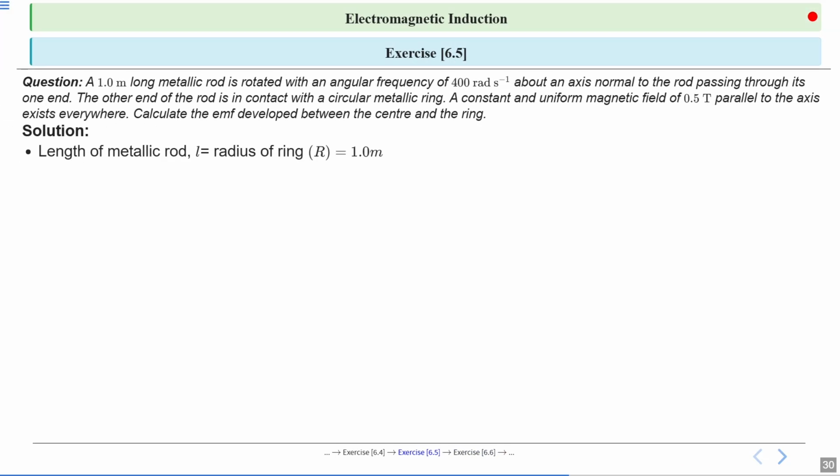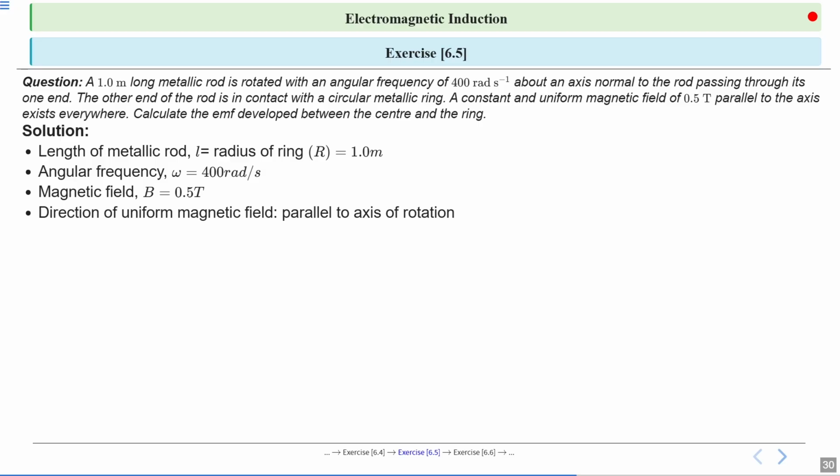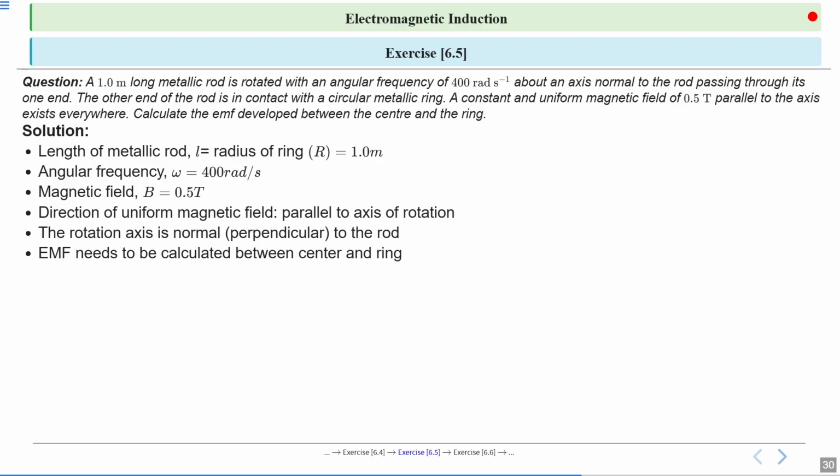So let's see the solution. The length of the rod is equal to the radius of the ring, because one end is at the center and one end is at the circumference. So the length is 1 meter. Angular frequency omega is 400 radian per second. Magnetic field B is 0.5 Tesla. The magnetic field is parallel to the axis of rotation, and the rotation axis is normal to the rod. EMF needs to be calculated between the center and the ring.